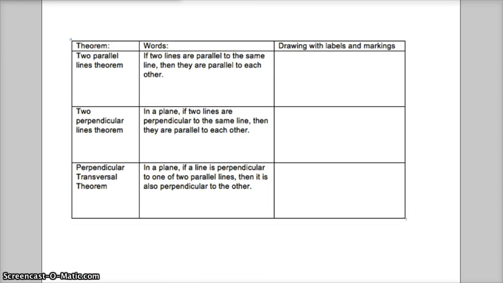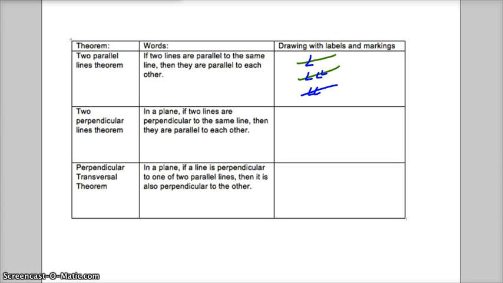And then lastly, these theorems down here in this diagram aren't used a ton, but they're worth mentioning. The first one is called the two parallel lines theorem. It says if two lines are parallel to the same line, then they're parallel to each other.